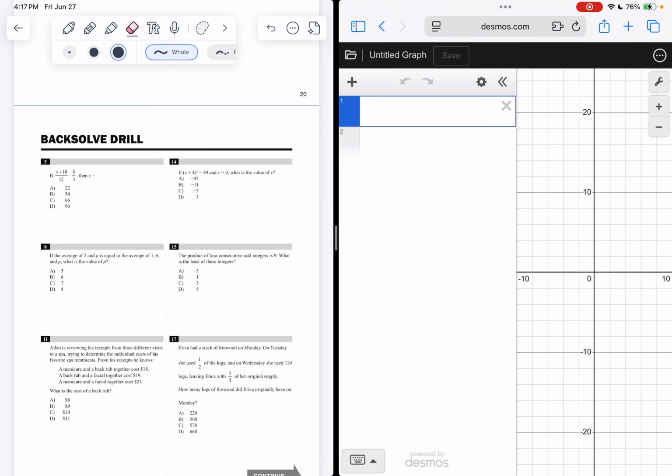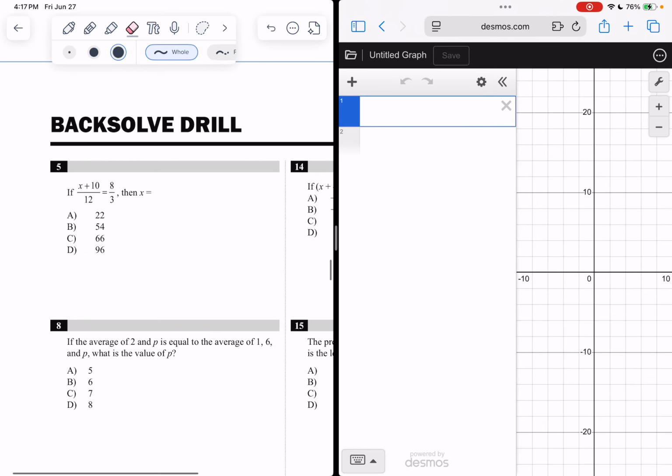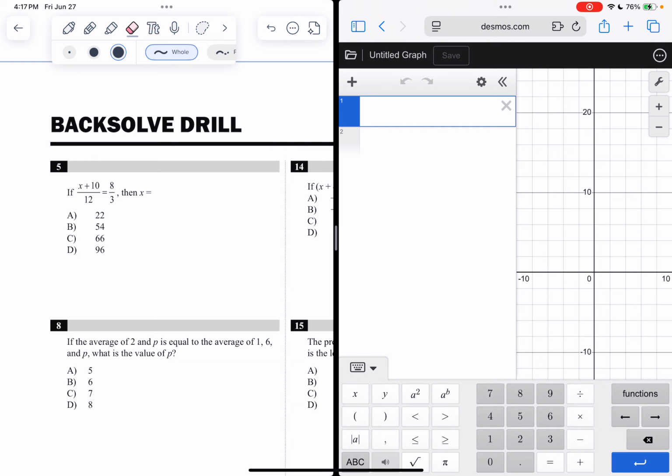Okay, let's work on a Backsolve drill. For this drill, I have Desmos open on the right-hand side, which is the calculator you'll have on test day. So I'm gonna go ahead and open up the little bottom right here, and let's get started.